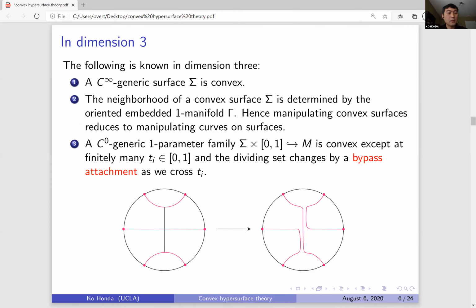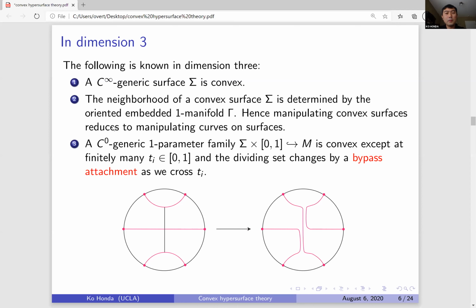Okay, let me explain a little bit about what's known in dimension 3. So the following are known. A C infinity generic surface sigma is convex. The neighborhood of a convex surface sigma is determined by the oriented embedded one manifold gamma. So in this case, if you have a convex surface, then its neighborhood is completely determined. You might actually have slightly different looking characteristic foliations in a neighborhood, but the contact topology is completely determined on the neighborhood of this convex surface.